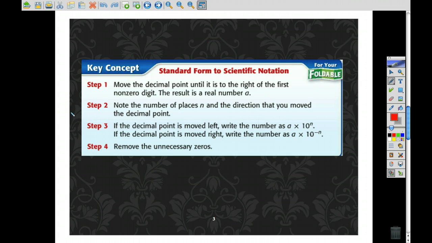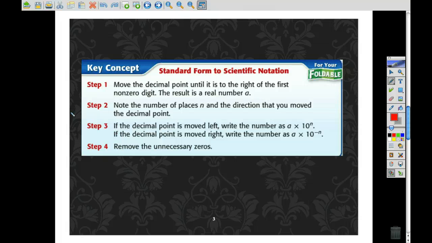Okay, our key concept here for our lesson, standard form to scientific notation. So how do you do it? First step, move the decimal point until it is to the right of the first non-zero digit. The result is a real number a. Note the number of spaces as n and the direction that you move the decimal point.